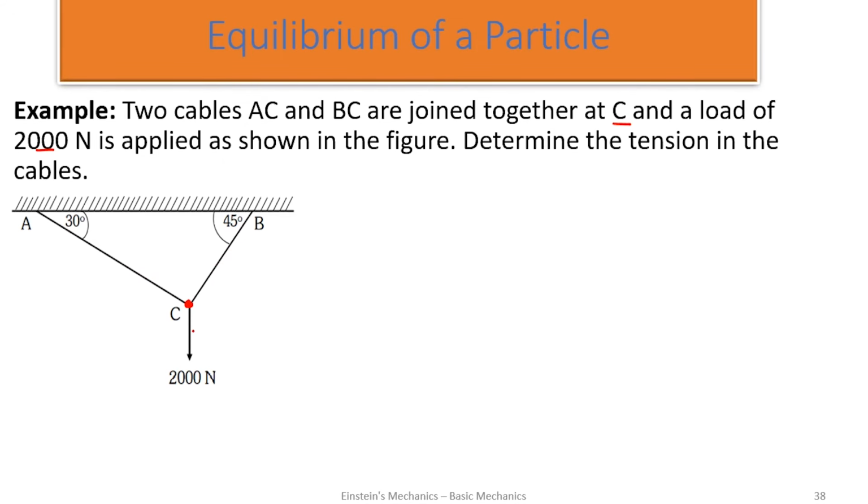And the load has 2000 Newton applied to it downwards this way. We are to determine the tension in the cables. So let's call this cable AC, or tension in cable AC, and this will be tension in cable BC. Are we good? So let's look at how we can do it.